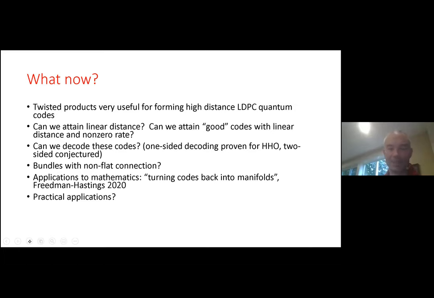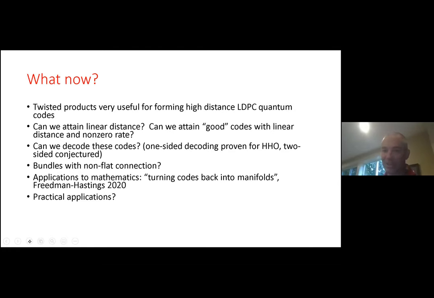The fiber bundle code has provable one-sided decoding using this greedy algorithm, and we have a conjectured two-sided decoding, meaning on one side we can provably decode efficiently against one type of error, and we conjecture it for two types. It's an open question both whether we can really prove efficient decoding against both types of errors for that code, and whether we can prove decoding for the other constructions.